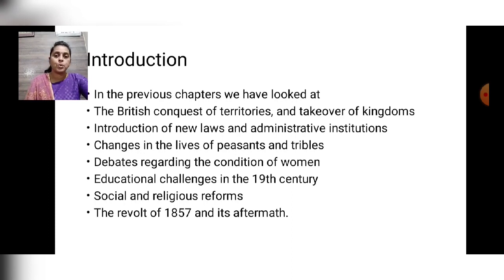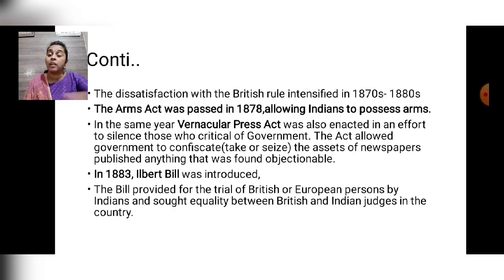Educational changes in the 19th century, some of the educationalists, Ramakrishna Mission, Swami Dayanand Saraswati, Rokeya Sakhawat, Vidyasagar, isn't it? All these educationalists. Then social and religious reforms, that is widow remarriage, then abolition of sati, then the revolt of 1857 and its aftermath, means afterwards what happened. So all these topics we studied in our previous classes, and we will be studying this in this chapter, or I can say all the effects of all these chapters.